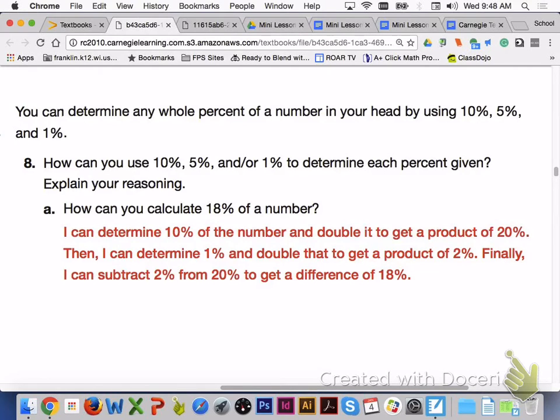For number 8, letter A, you can determine 10% of the number and double that to get 20%. Then you can determine 1% and double that in order to get 2%. The last thing then that you have to do is subtract the 2% from the 20% in order to get 18% of the number.